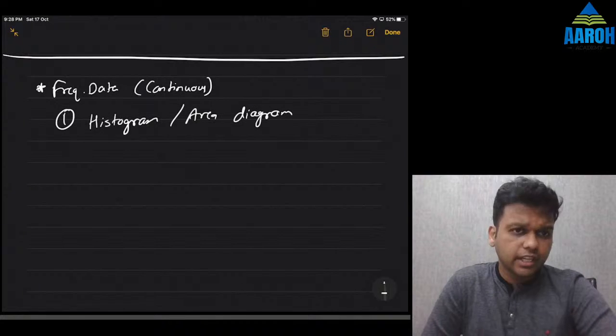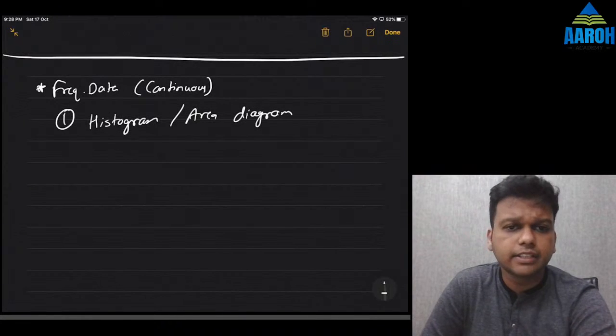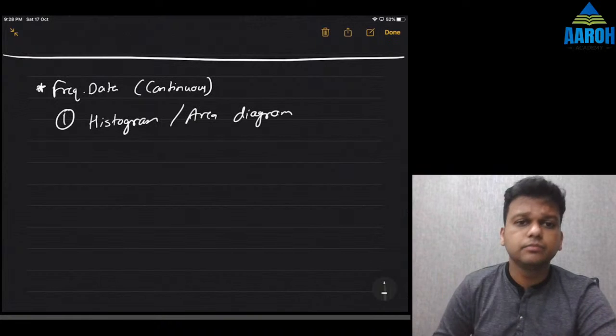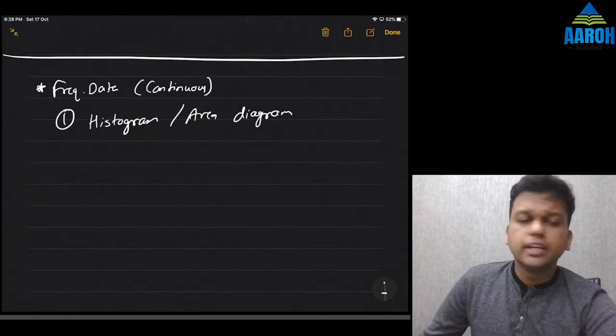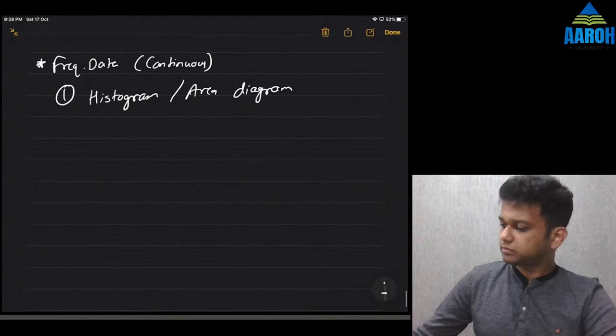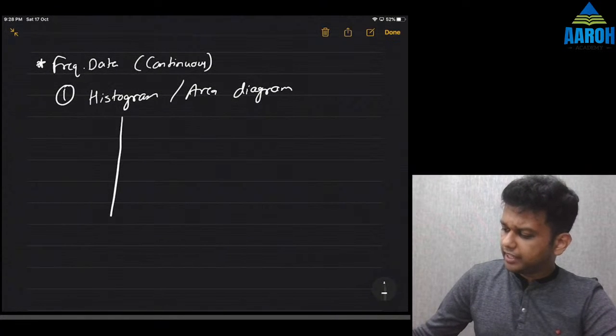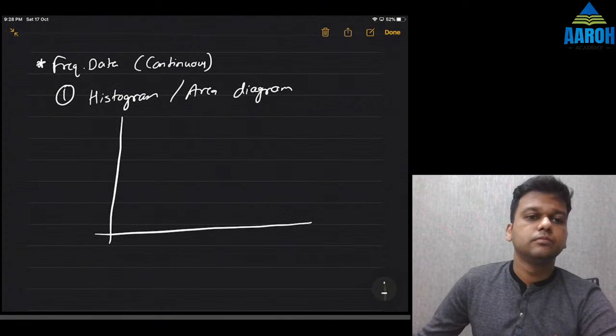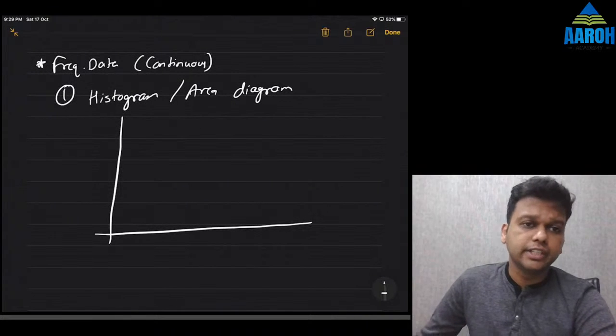Now understand very carefully. Numericals can come from pie chart. Fine. Histogram or area diagram, understand very carefully now. Histogram is like a bar diagram, but it is for continuous data.